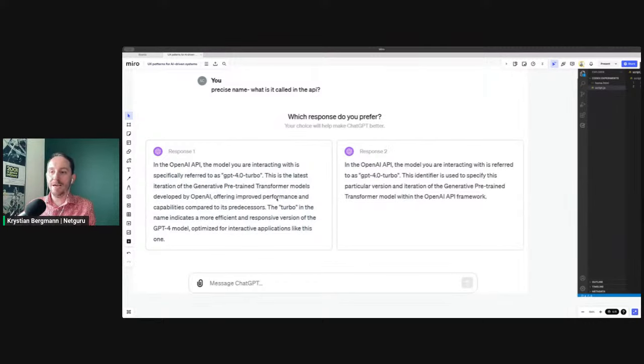So, an interesting thing, this is not happening all the time. This is randomly generated, but from time to time, ChatGPT gives you two response options so that you can choose the one that you prefer, right? Response one, response two, right? And choose the one that is preferable for you.